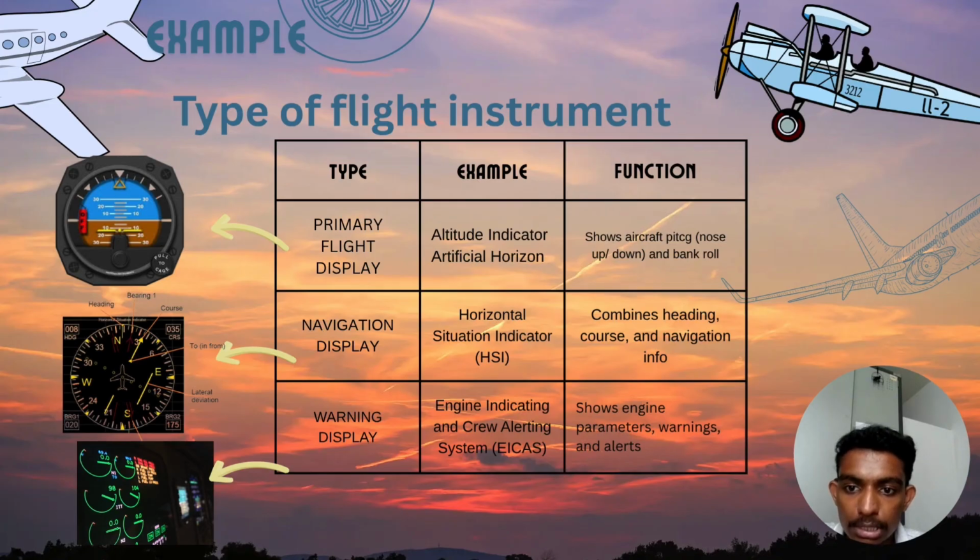So here you can see on the left-hand side, these are the pictures. The first one is for the attitude indicator, artificial horizon, the second one is for the horizontal situation indicator, and the third one is for the Engine Indicating and Crew Alerting System, EICAS.